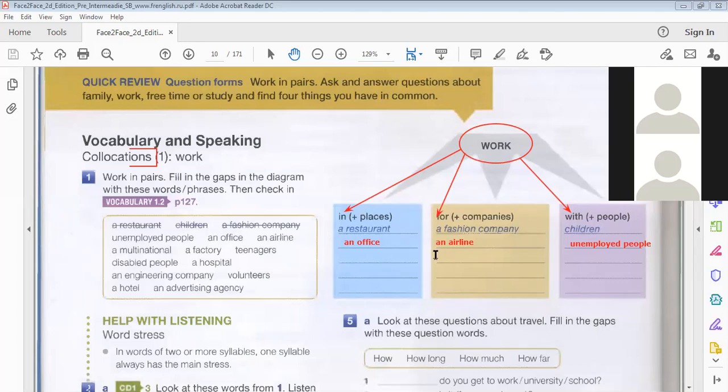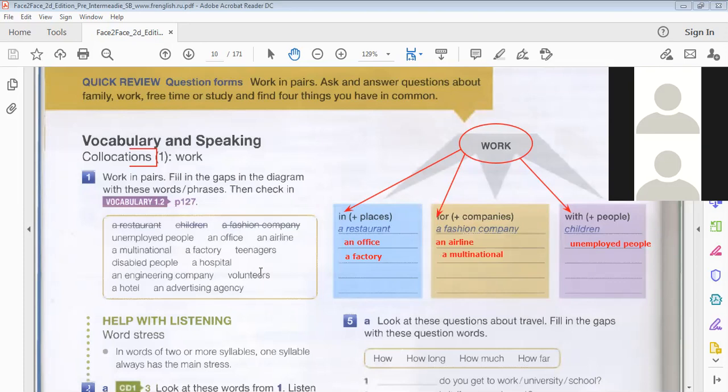So it's a company, so you should say for a multinational. So you work for a multinational. That's right, for a multinational. All right, now what about a factory? Factory. Place. In a factory. It's a place, right? Yes. So maybe you work in a factory. What about teenagers? In a factory.